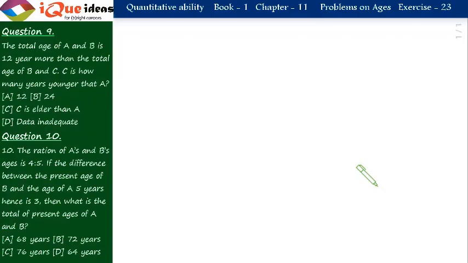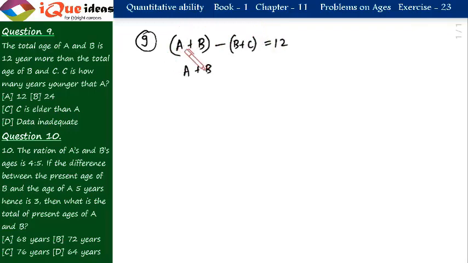Now let's take up the next question, question number 9. It says the total age of A and B, so it is A plus B, is 12 years more than the total age of B and C. So we have to find (A plus B) minus (B plus C), and that is given 12. If you open it, you'll get A plus B minus B minus C, that is 12. So B gets cancelled and we get A minus C, that is 12.